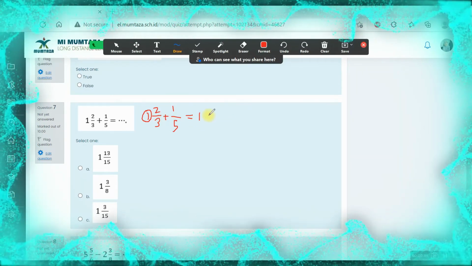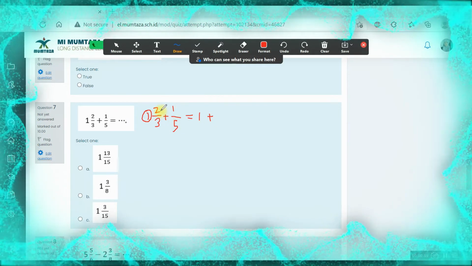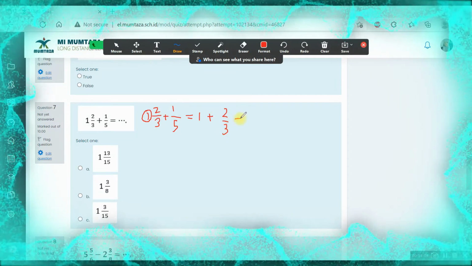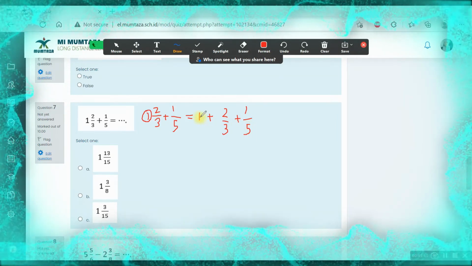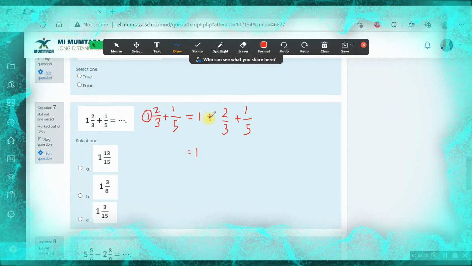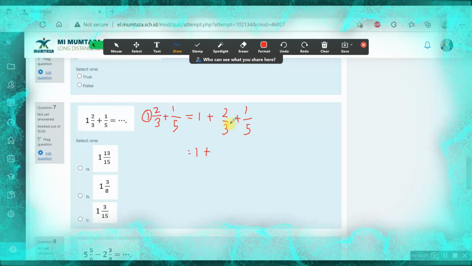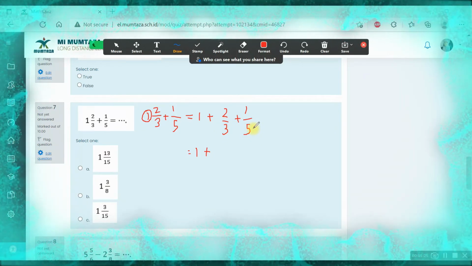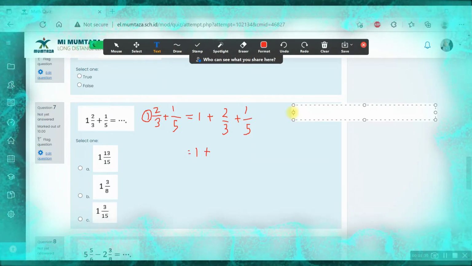And then this is addition, so we can add. Now, after the whole number, the fraction. The fraction is 2/3 plus 1/5. Because the whole number is only 1, we put number 1. And then we can add the unlike fractions. Look at this. This is an unlike fraction because the denominators are not the same. So we must find the LCM again.